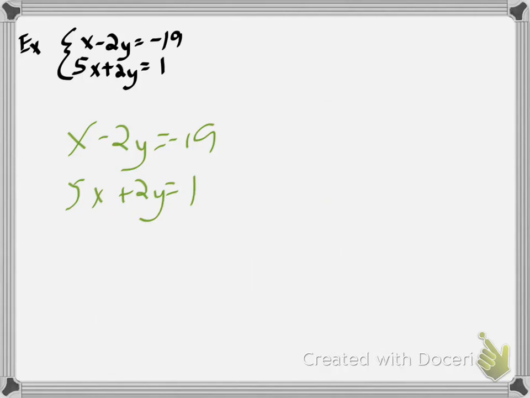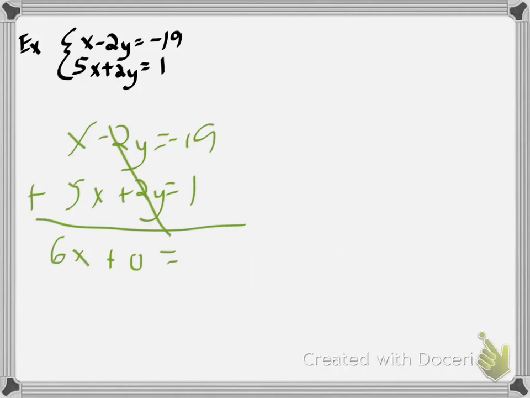How you eliminate them is it's like a big addition or big subtraction problem. I have to figure out if I'm going to add or subtract these for one of the variables to be eliminated. Well, I know I can add these, and I'll show you why. x plus 5x is 6x. Now negative 2y plus a positive 2y makes 0. So one of our variables is eliminated.